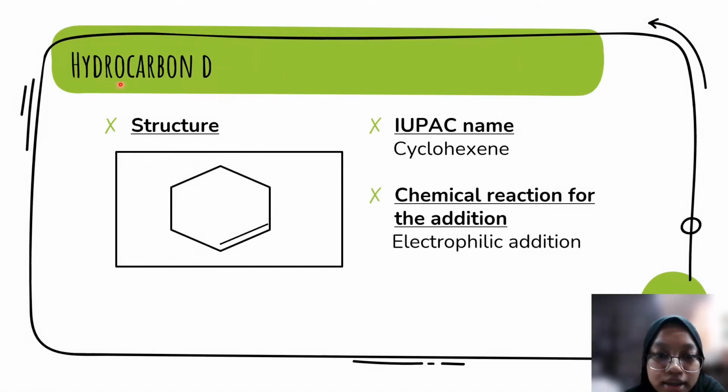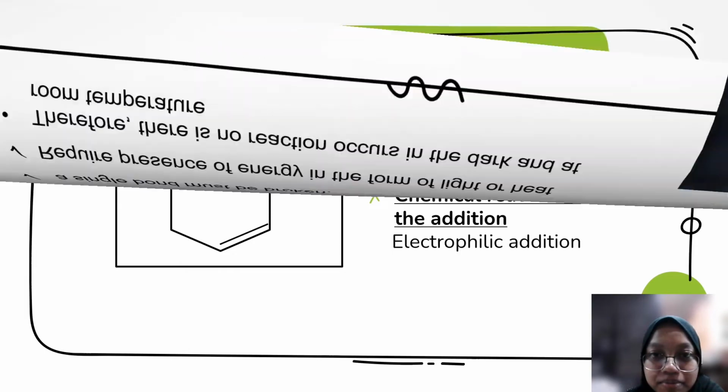For the last one is hydrocarbon D. The structure is like this, and the only difference between the structure of hydrocarbon D and the previous one, hydrocarbon B, is just its double bond. Hydrocarbon D has a double bond, which indicates it is an alkene group. Therefore, the IUPAC name is cyclohexene. The name for chemical reaction here is electrophilic addition.